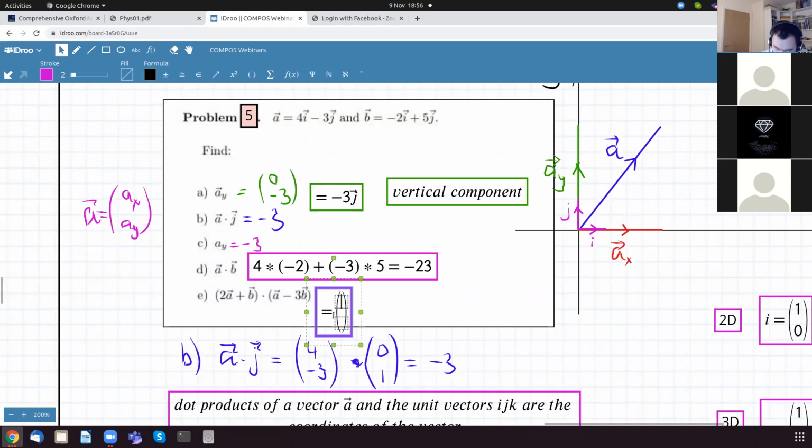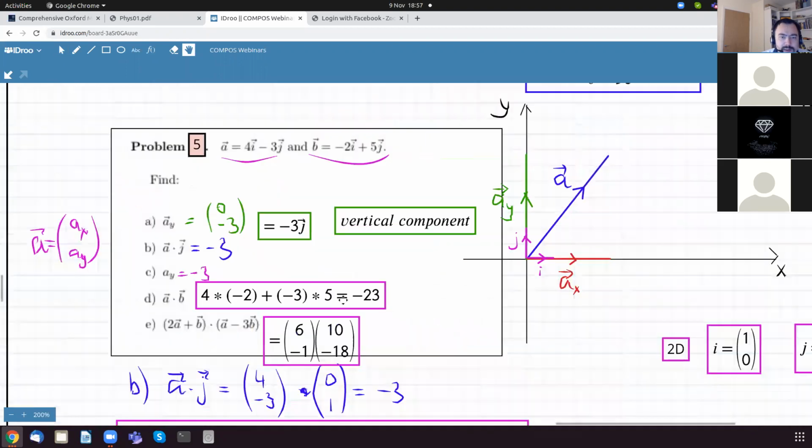Combining the terms, you get 6, minus 1. So 2a plus b is (6, minus 1). And a minus 3b will be (10, minus 18).